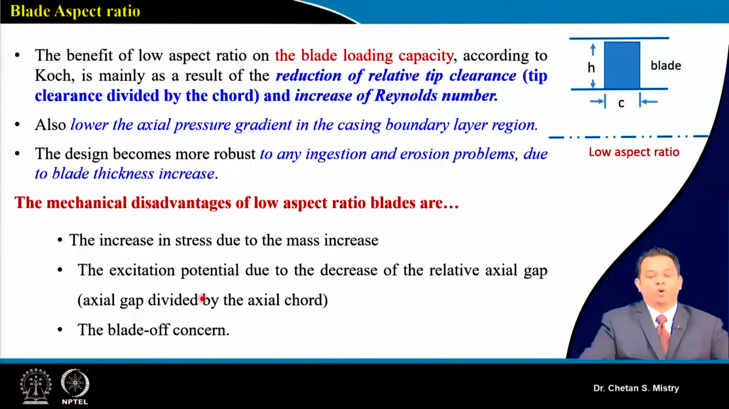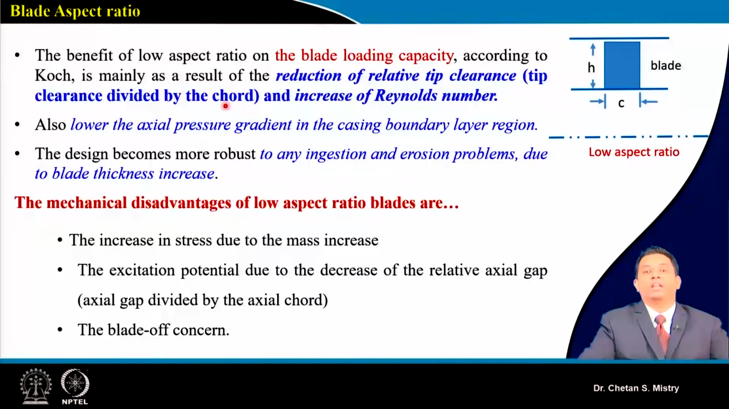And according to Koch, suppose I consider this is representing my low aspect ratio blade. The tip clearance, that's what we are defining in the sense of T by H. We can say that's a function of the height of the blade. So the tip clearance by chord will come out lower in that case.